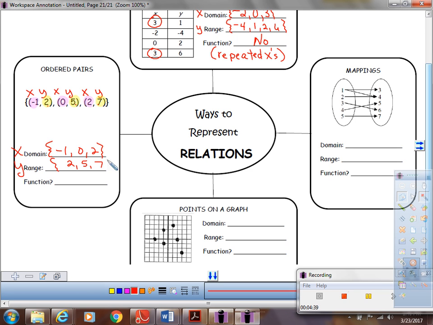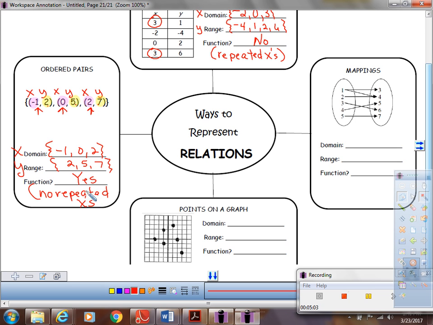Now is this a function? Yes, it is. Look at each X. There's your X there, there's your X there, and all of them are only there one time. So yes, this is a function. And right here put Y. No repeated X's.